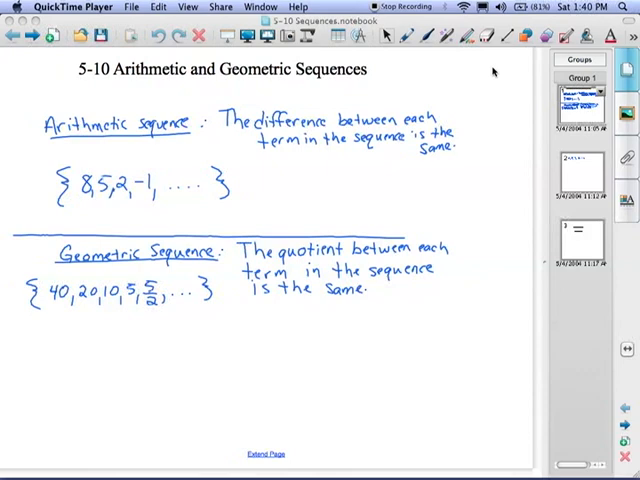5-10, arithmetic and geometric sequences. This is a little bit different than what we've been doing in Chapter 5. We are interested in 3 types of sequences. The first type of sequence is an arithmetic sequence. This top example right here.